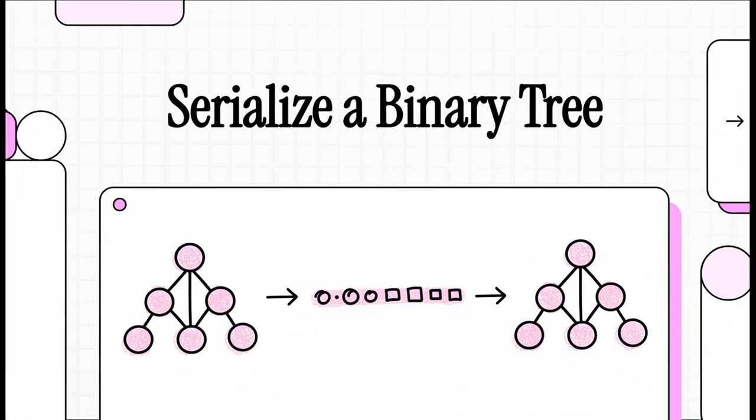Okay, let's get right into it. What if I told you that you could take an entire complicated data structure, I'm talking about a binary tree, and just squish it down into a single line of text, and then, from that one line, rebuild it perfectly every single time? Well, that's exactly what we're going to master today. And trust me, this is one of those classic coding interview questions you really want to know.